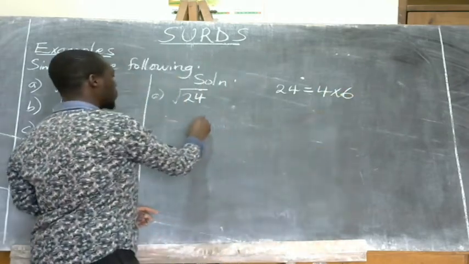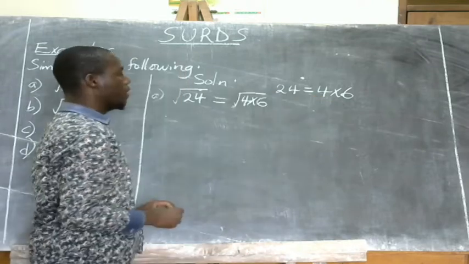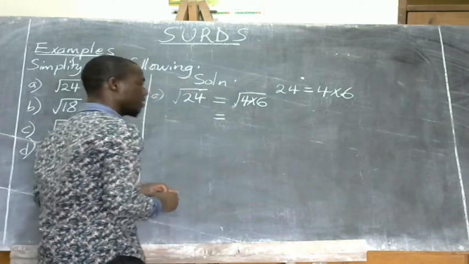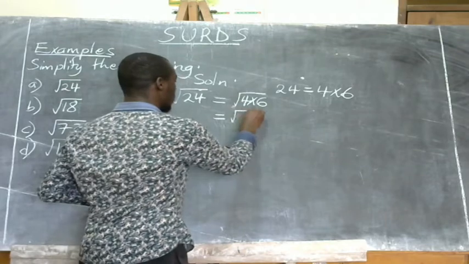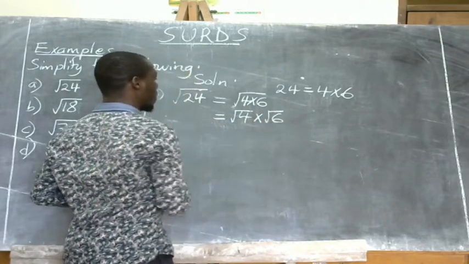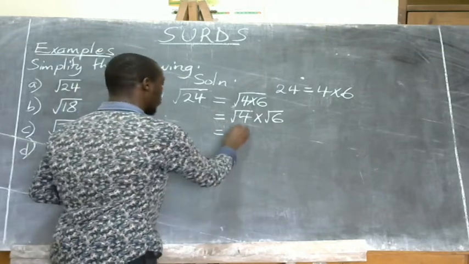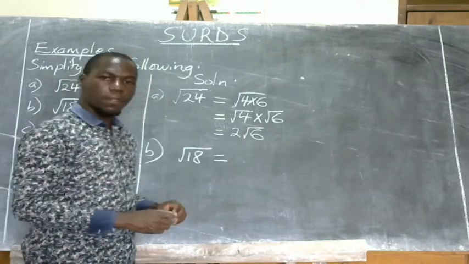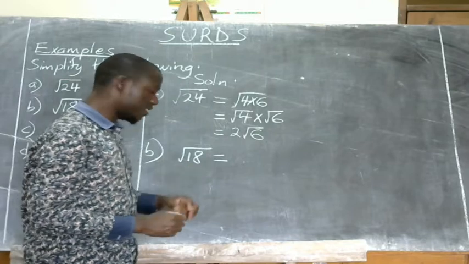So here I'm going to substitute 4 times 6. Then I can write them using the first rule of surds that we had. So this is going to be root of 4 times root of 6. Then finally, this one becomes 2 times root of 6. Part B, root of 18.